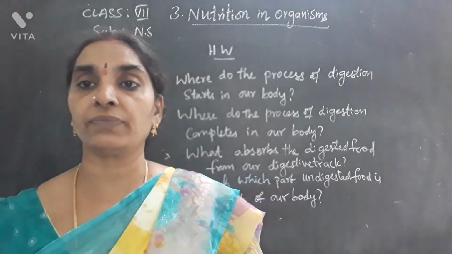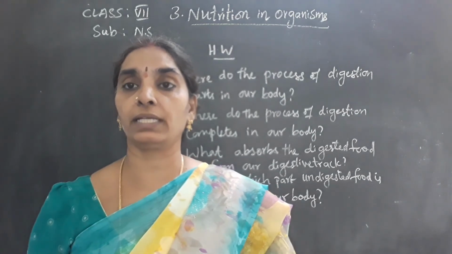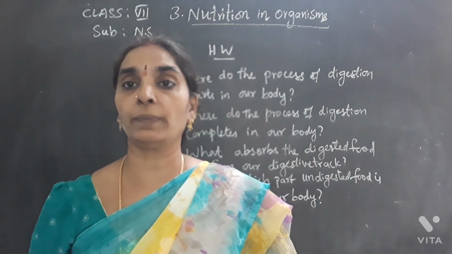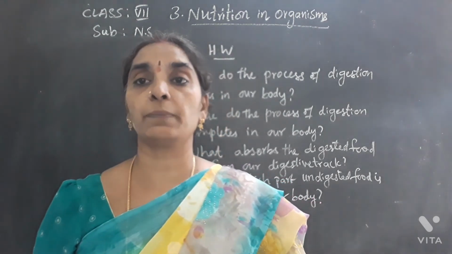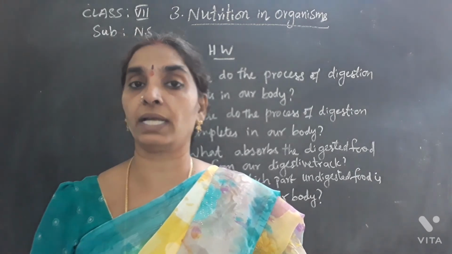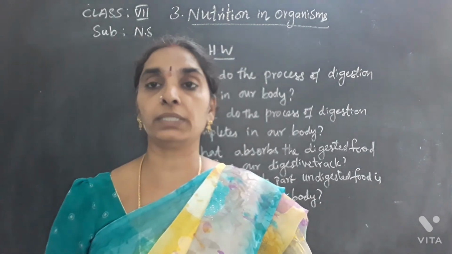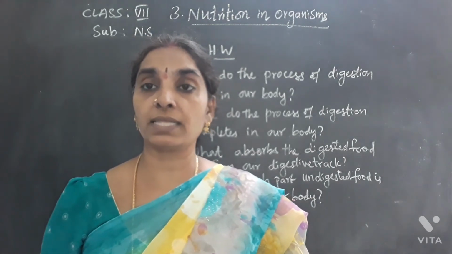The first part of the small intestine is the duodenum, where it receives secretions from the liver, and below the stomach is the pancreas. The liver secretes the bile juice and the pancreas secretes the pancreatic juice, which act upon the food that we eat and convert it into smaller particles. And there the digestion takes place in the stomach.